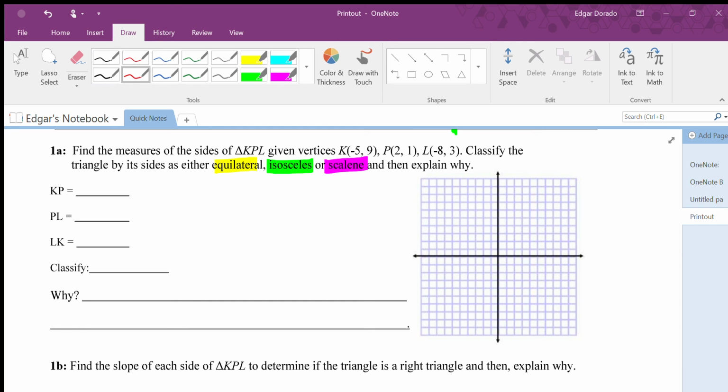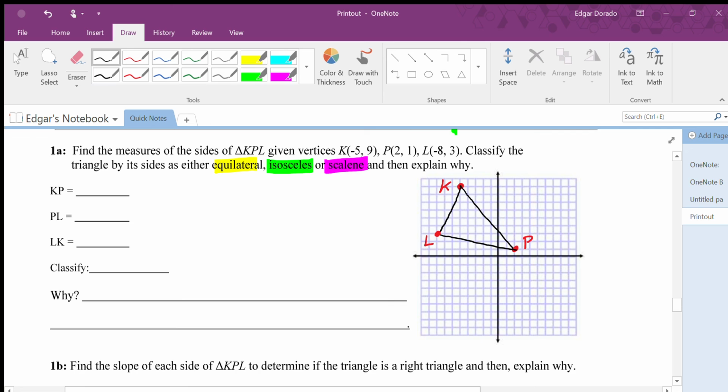First of all, we're going to have to graph this. So let's see. -5, 9 is 1, 2, 3, 4, 5, and 1, 2, 3, 4, 5, 6, 7, 8, 9. All right, this is K. And then let's find P. So 2, 1. This is P. And then finally -8, 3. 1, 2, 3, 4, 5, 6, 7, 8, 3. This is L. And if we connect all of our dots, we can make our triangle.